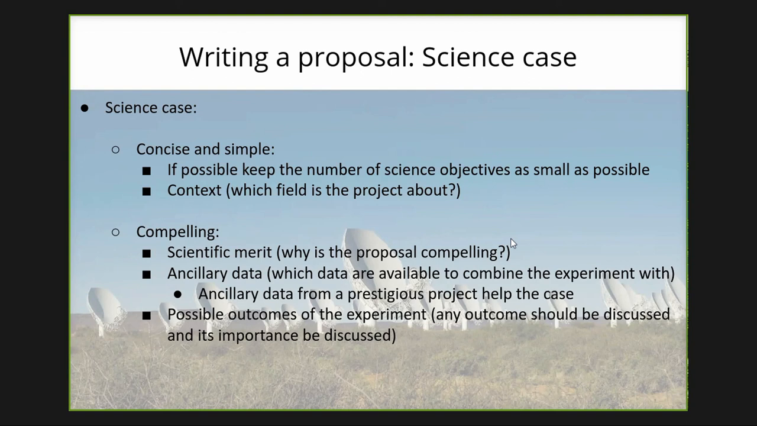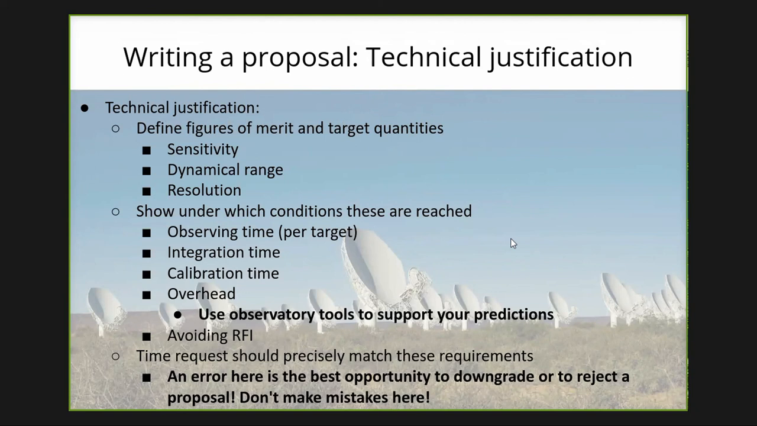The technical justification is actually the part where you can connect your science with the telescope. So you have to define figures of merit, like sensitivity, dynamical range, resolution. These are typically the three that are relevant for imaging experiments with radio telescopes. So these have to be defined. You need to know how to calculate them. And then you have to show under which conditions these are reached.